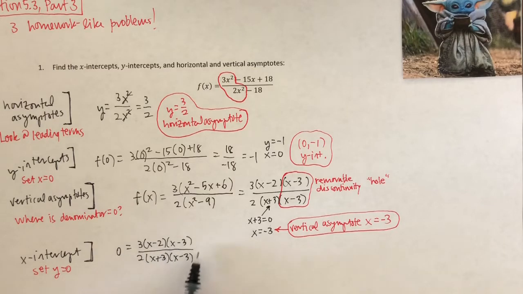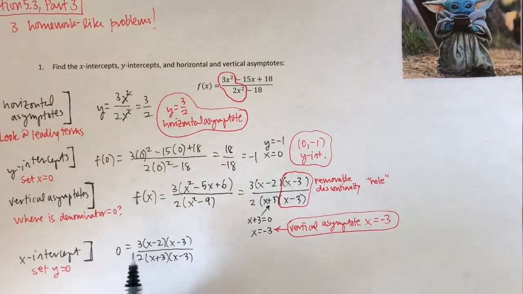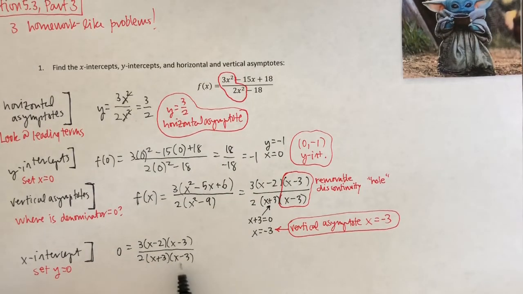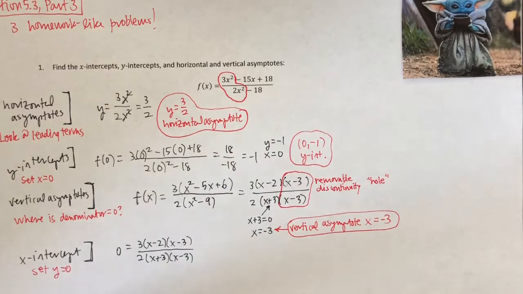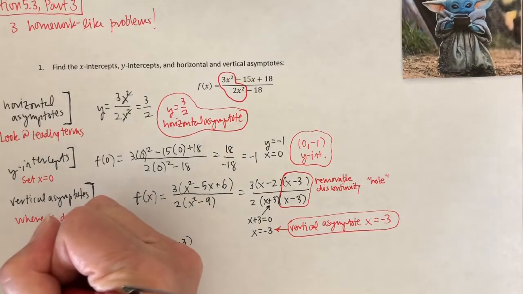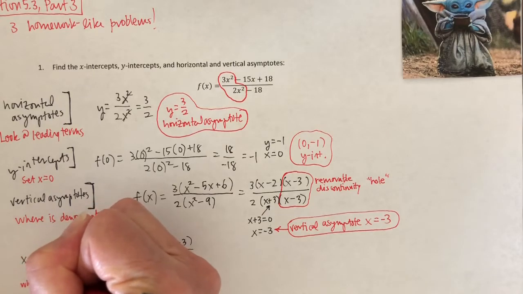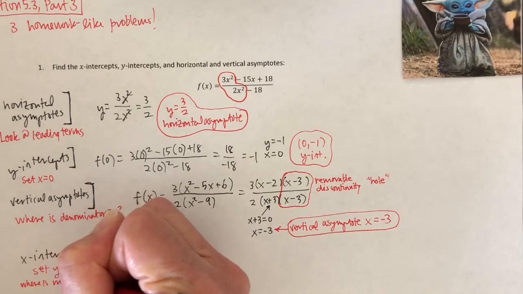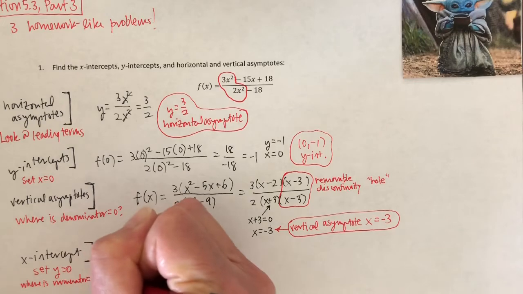For this whole expression to equal 0, essentially just the numerator has to equal 0. That's true of any fraction or ratio, that as long as the denominator is not 0, the whole expression is 0 if the numerator is 0. So here we have to answer the question, where is the numerator equal to 0?